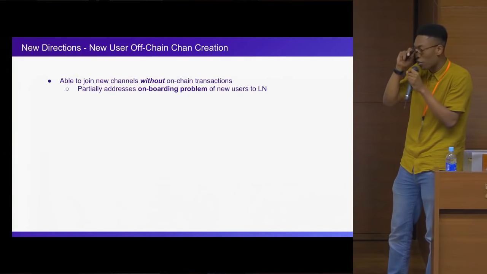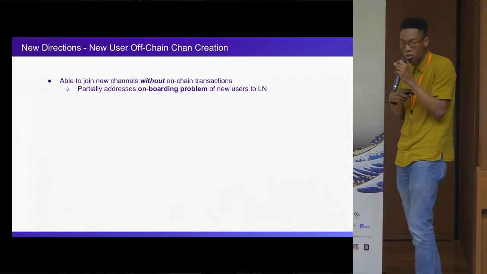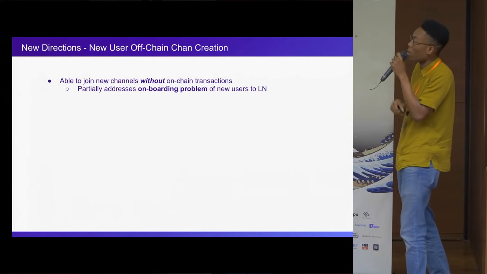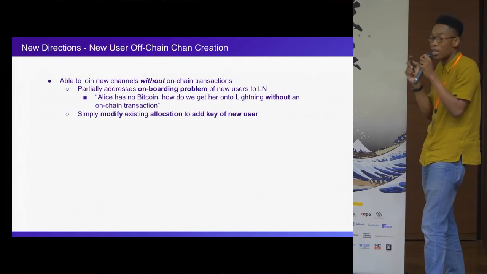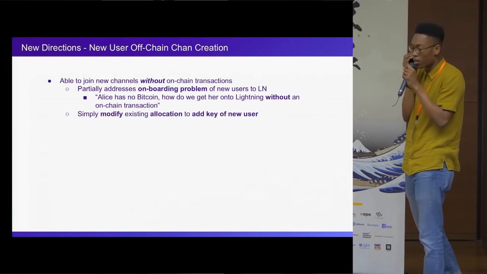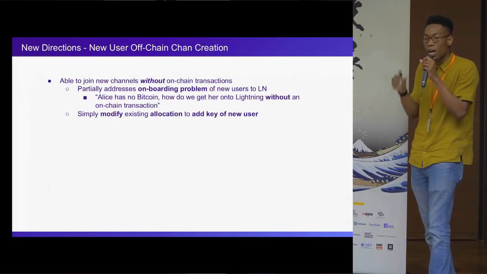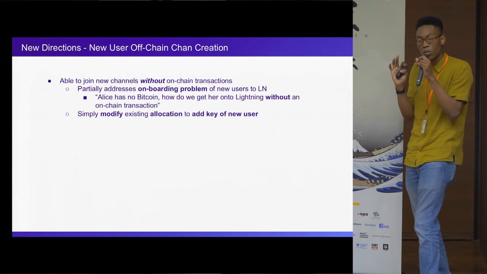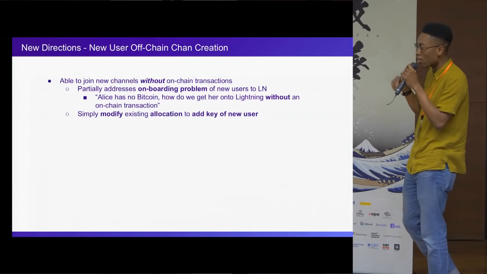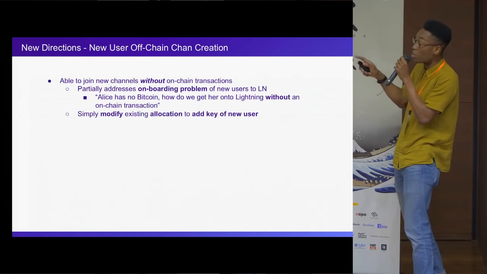I've covered the way channel factories work, their structure and the model. Now we're getting to some new ideas of what we can do. One cool thing with channel factories is that you can do off-chain channel creation. One question people ask me about Lightning all the time is: if I have a new user Alice, how do we get Alice onto Lightning without a new on-chain transaction? There are different ways we can do it, some we call sidecars, but this can let us make a new channel without going on-chain at all.